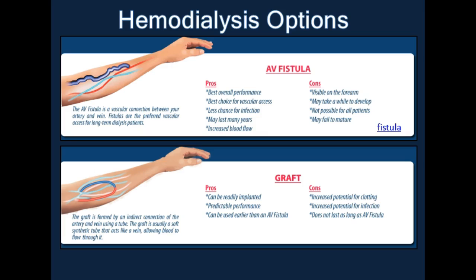In some cases, a synthetic graft may be sutured end to end between an artery and a vein. An advantage of using a graft is that it doesn't need as much time to mature before it can be used for dialysis. However, grafts have an increased potential for clotting and infection. The surgeon will help the patient decide which option is best for their particular needs.